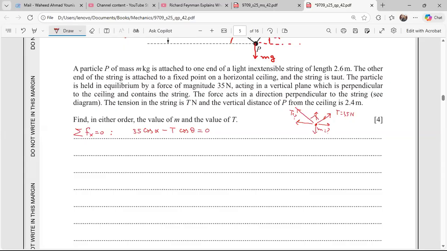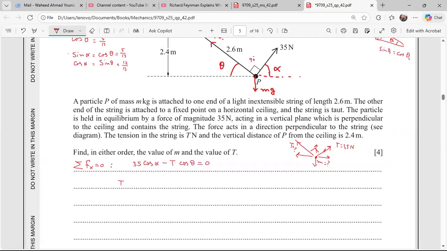I hope you understand what I'm doing. This is a very important relationship that I just wrote. So from here, you can see that T times cosine of theta. What was cosine of theta? It was 5 by 13.